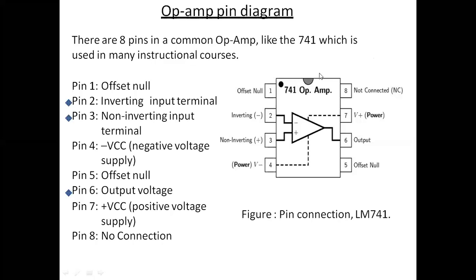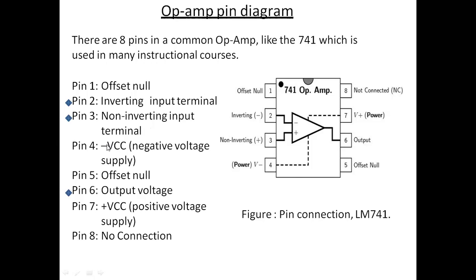Here, if you see, there is a notch, a half circle shown. From the left side, we can count pins 1 to 4, again 5 to 8. So here we can describe the pin diagram of IC741. It has 8 pins. Pin 1 is reserved as offset null. At pin 2, we can give the negative input, so we can say it is the inverting input terminal. At pin 3, we can give the non-inverting input, so we call that pin the non-inverting input terminal.